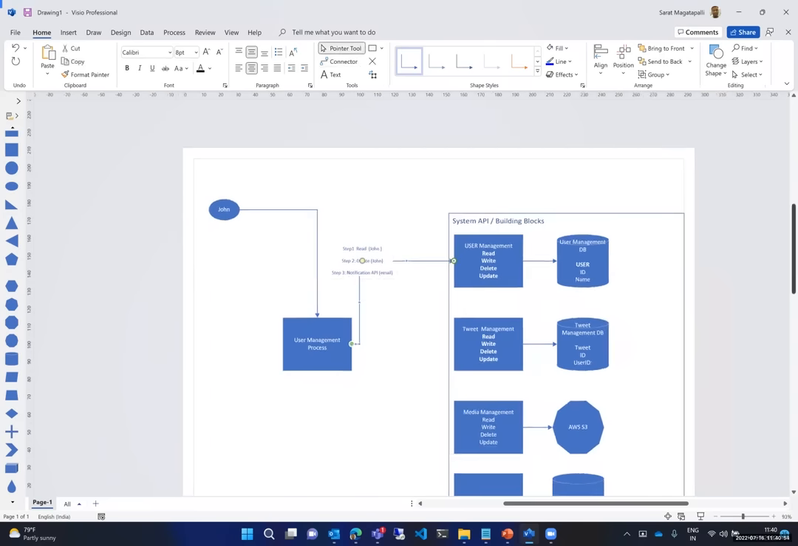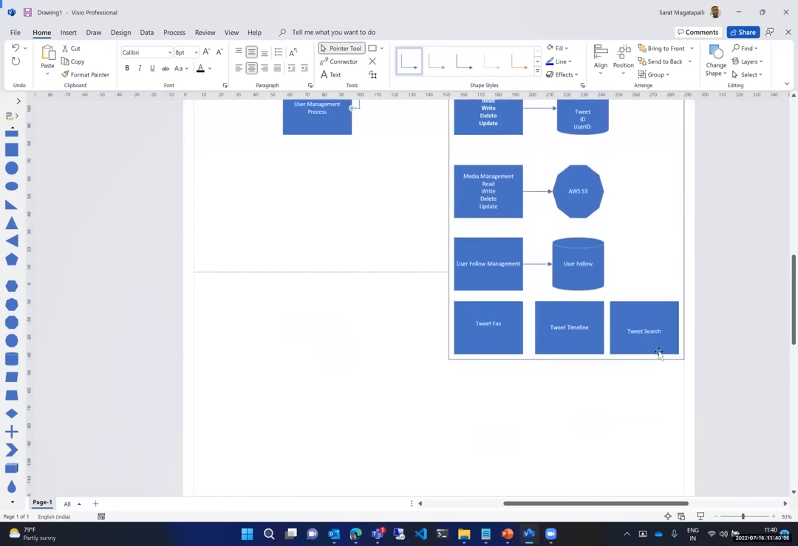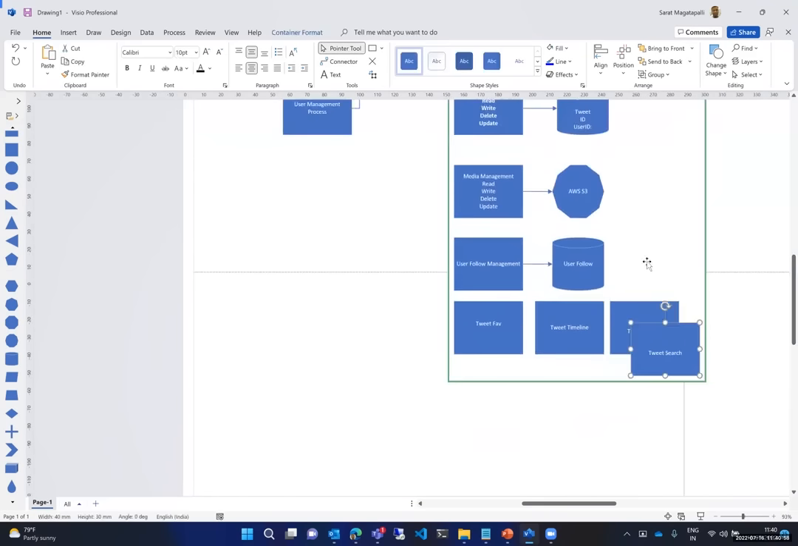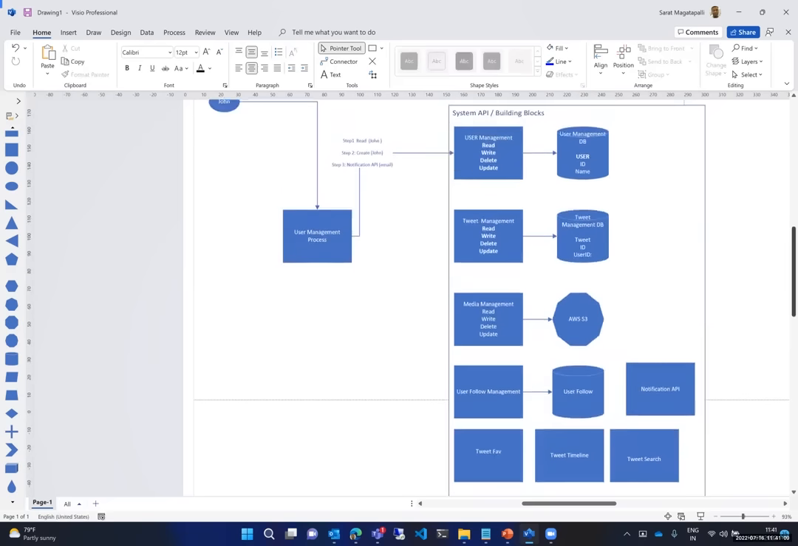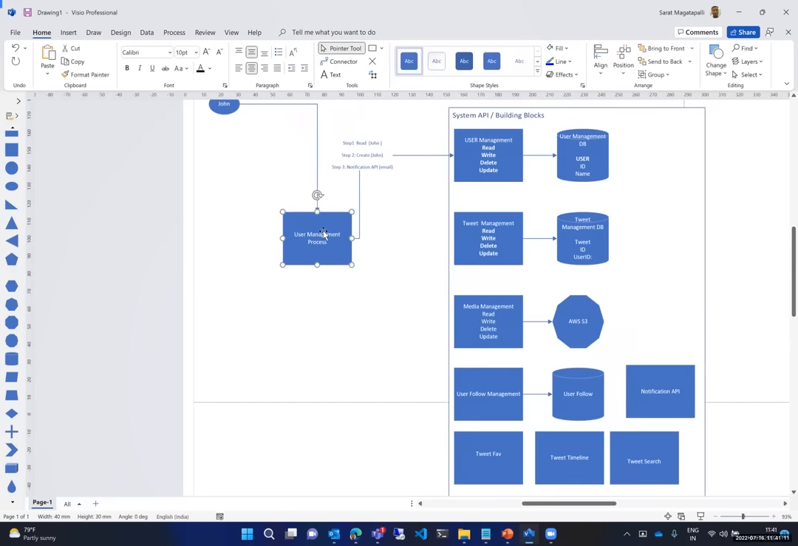Now we have identified one more component we need. What is that component? Notification system, right? So we need to create one more notification API, which can work independently to support notifications. What we are doing, if you see here, we have implemented that workflow in this process guide.